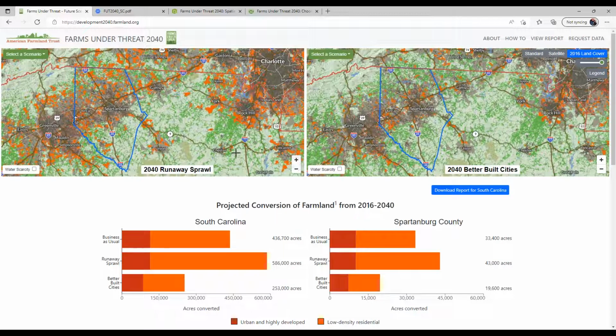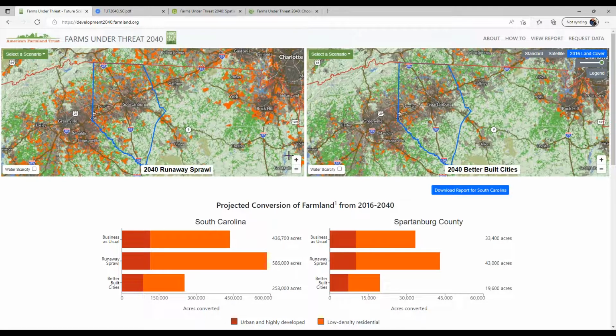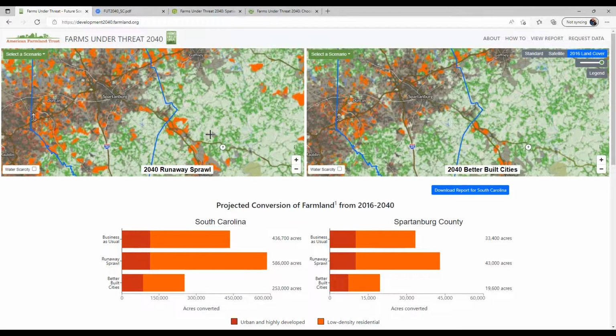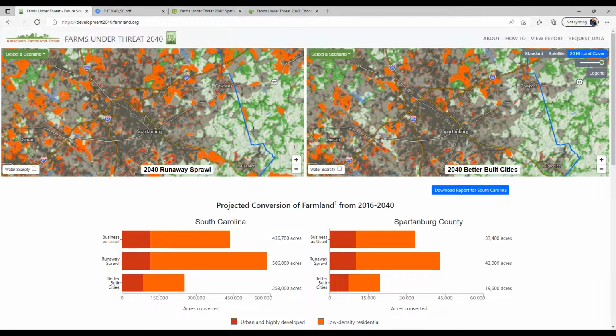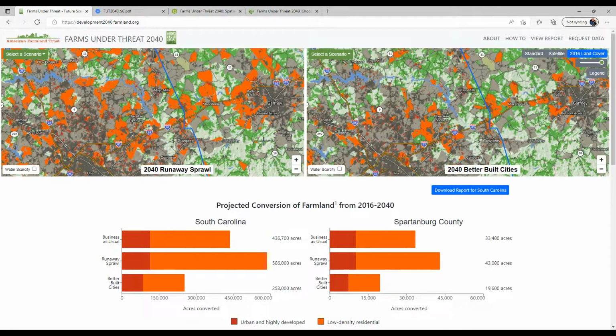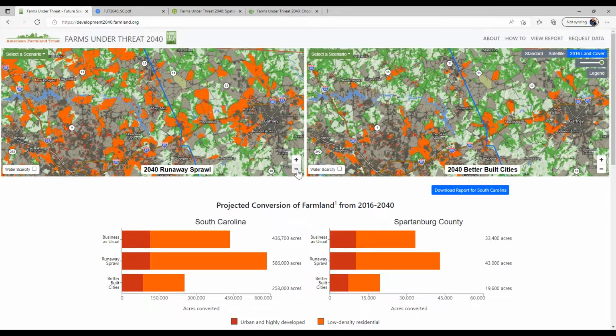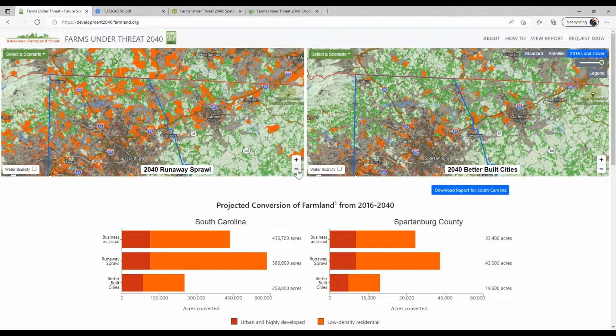They start growing together. So you can see Spartanburg that Beth has highlighted for us with the runaway sprawl, and Beth, if we could highlight that, the runaway sprawl in this case, and then the better built cities. So you can see it's significantly less. And you can zoom out a little bit, Beth, please. And you can see that it's about half of the land converted.